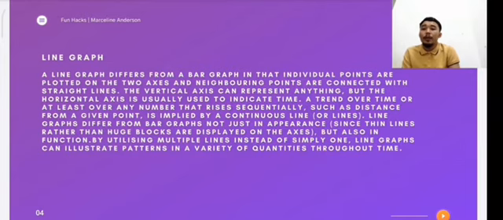Second, line graph. A line graph differs from a bar graph in that individual points are plotted on the two axes and neighboring points are connected with straight lines. The vertical axis can represent anything, but the horizontal axis is usually used to indicate time. A trend over time, or at least over any numbers that rise sequentially, such as distance from a given point, is implied by a continuous line.